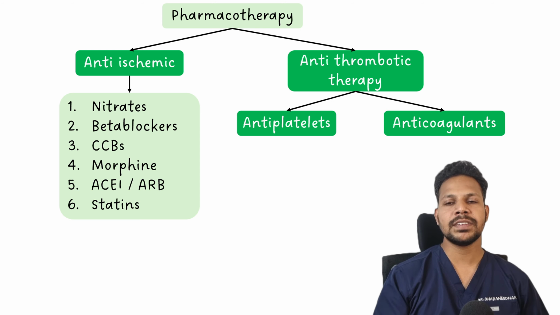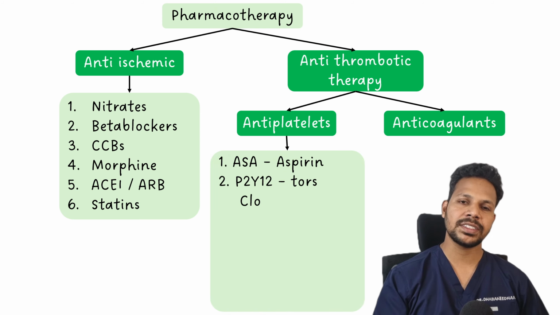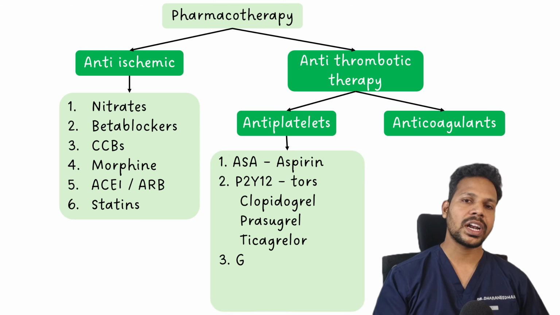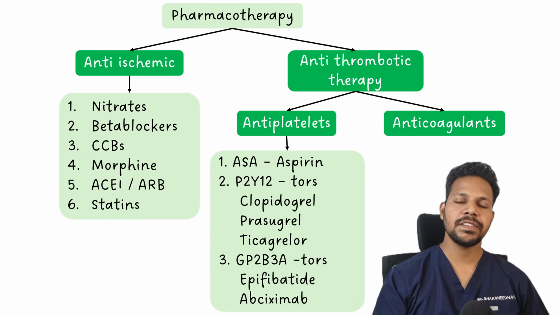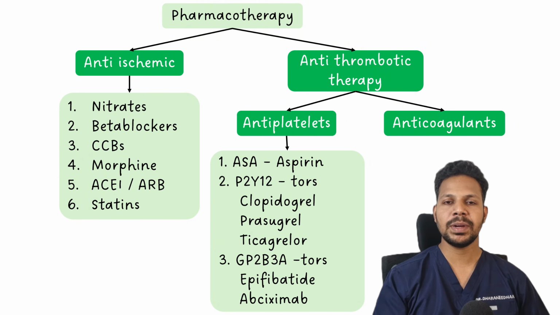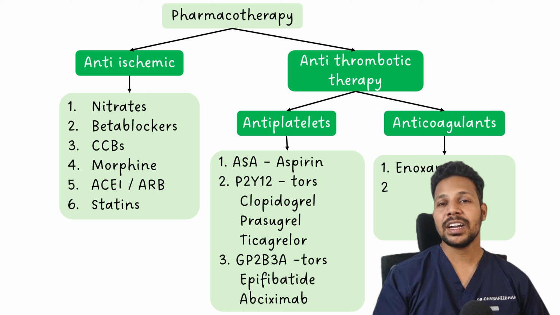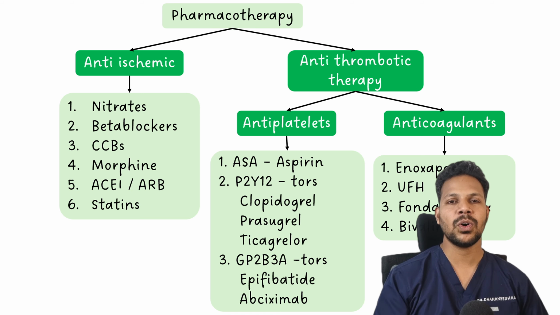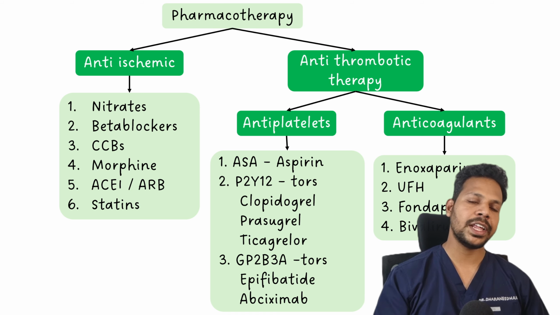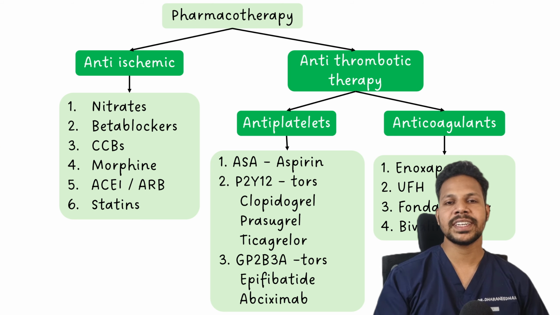What are the antiplatelets that we use here? We'll use aspirin and P2Y12 inhibitors like clopidogrel, ticagrelor, or prasugrel. We can also use glycoprotein 2B3A inhibitors, which are abciximab, tirofiban, eptifibatide. And in the anticoagulants, we can use unfractionated heparin or enoxaparin or fondaparinux or bivalirudin. Any of these drugs can be used under anticoagulants. So these are the drugs that are commonly used here in acute coronary syndrome. Now let's see stepwise.